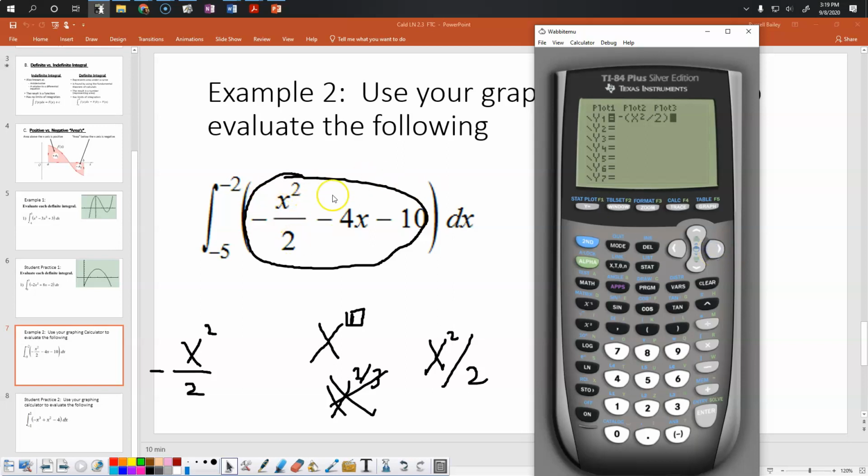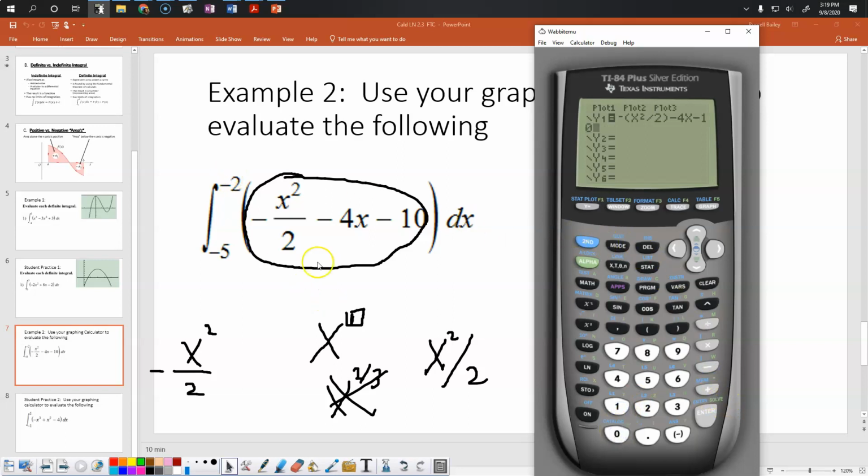Okay, so we've got negative x squared there. Fractions and negatives are touchy with how you enter them in the calculator. And then we have minus 4x. Now that's a minus 4x, right? That's not a negative 4x, that's a minus 4x. So minus is right here. Minus 4x minus 10. And there's my function.